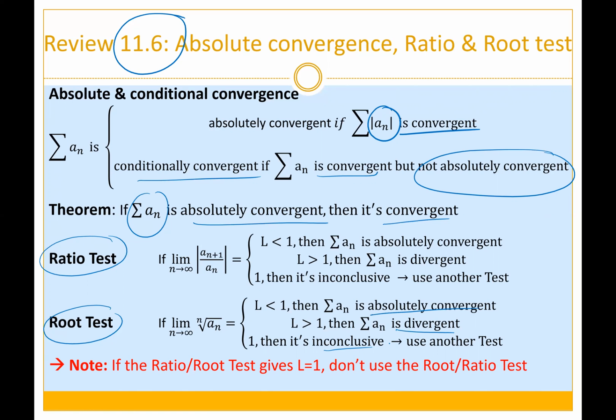But another thing to note is that when you use the ratio and root tests and you get L bigger than 1, so the series is divergent by absolute value, but the series you're given, say a_n, is alternating, then you can use the alternating series test to prove that the alternating series is convergent, and therefore it's conditionally convergent. You're going to see that here soon.